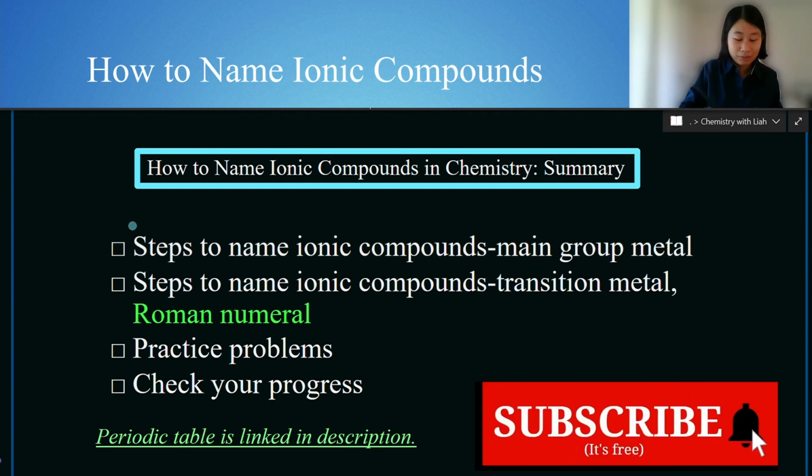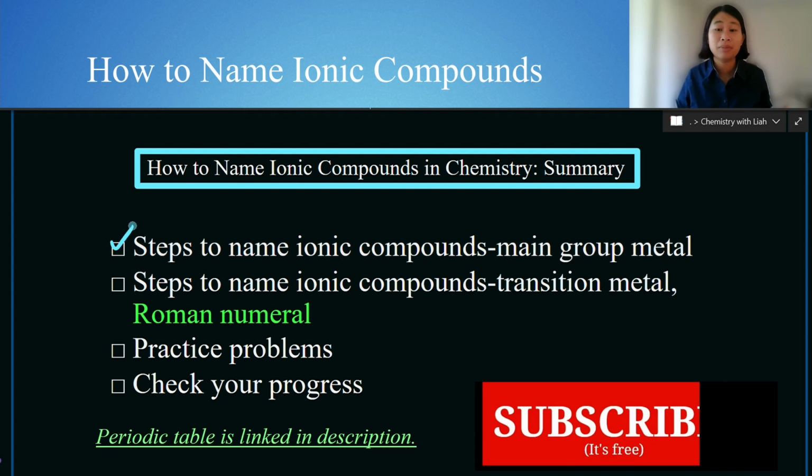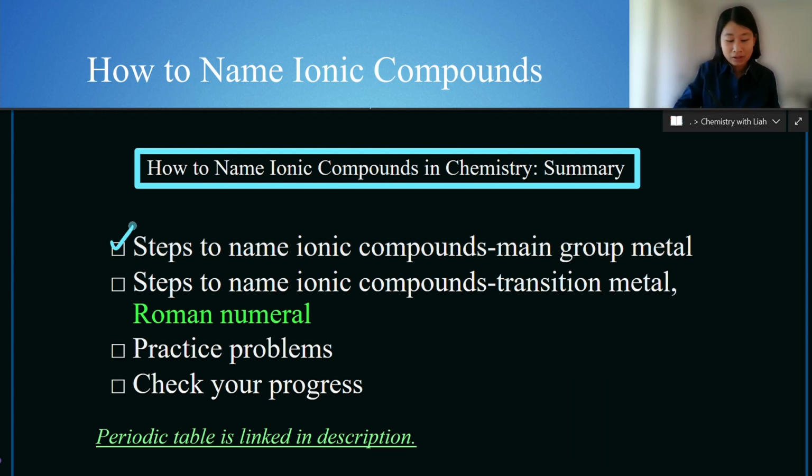First, I'm going to be talking about how to name ionic compounds with a main group metal, and then I'm going to go through the steps to name ionic compounds with a transition metal, and then I'm going to do some practice problems, and finally I'm going to give you some practice so you can check your progress on this topic.